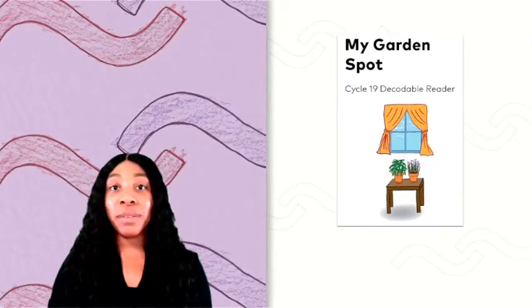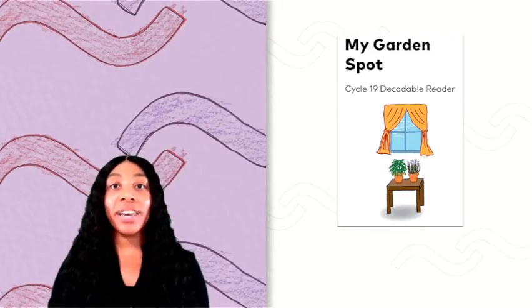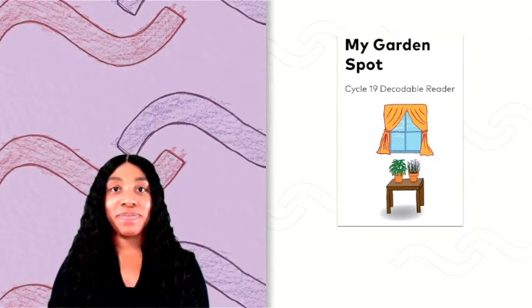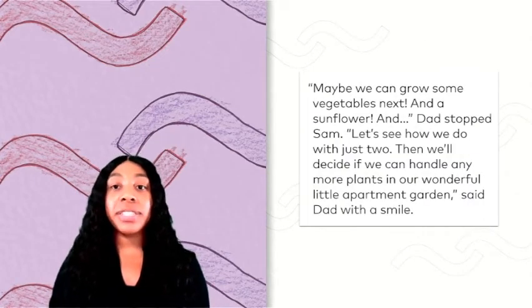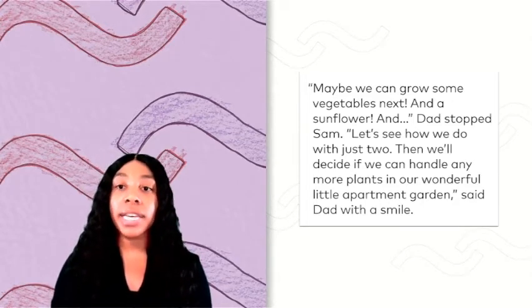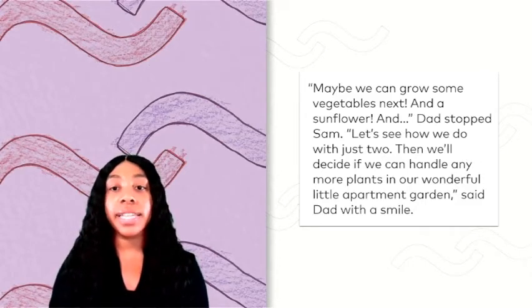Fluency. I am going to read a part from My Garden Spot. Listen carefully to how I read it. Maybe we can grow some vegetables next, and a sunflower, and Dad stopped saying, let's see how we do with just 2. Then we'll decide if we can handle any more plants in our wonderful little apartment garden, said Dad with a smile.